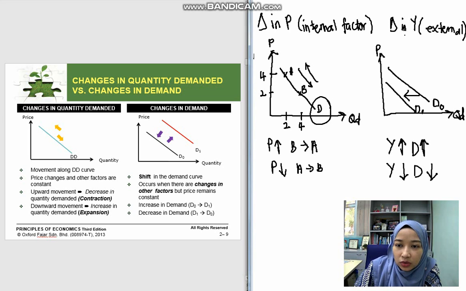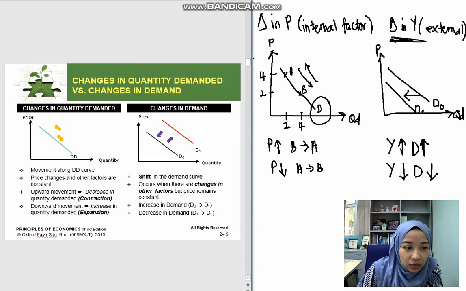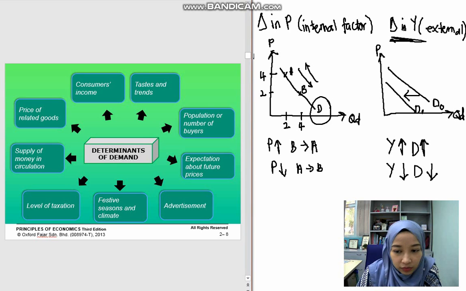Alright, so what are other factors that can give impact on the market demand, whether the demand will increase, shift to the right, or decrease, shift to the left? So these are the factors here. Okay, so you look at this slide. Determinants of demand. Determinants here mean factors. Okay, what are the factors that can change demand, whether increase or decrease?